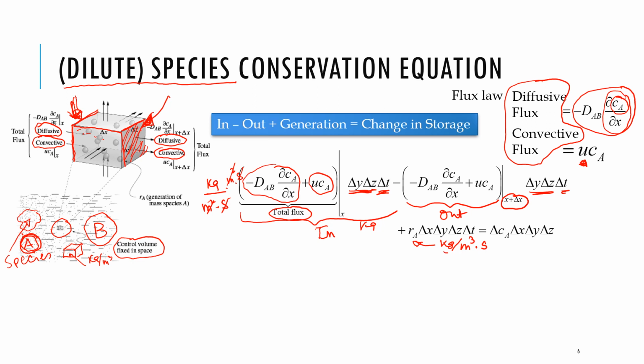If the rate is in kg per meter cube per second, then we have to multiply by the volume of that element plus the time duration that we are talking about. Okay, so that is my generation term. Because of stuff coming in, going out through this surface, plus generation, there's going to be more or less of that species inside this control volume.